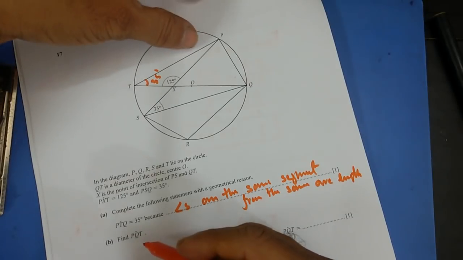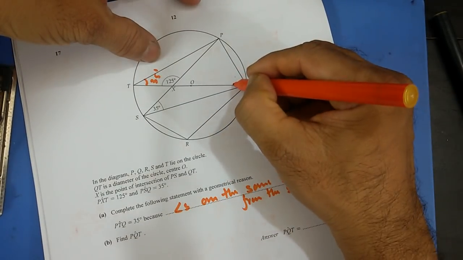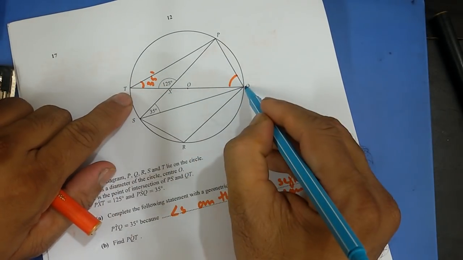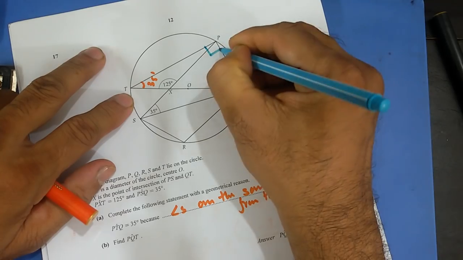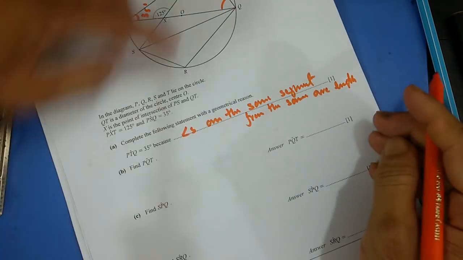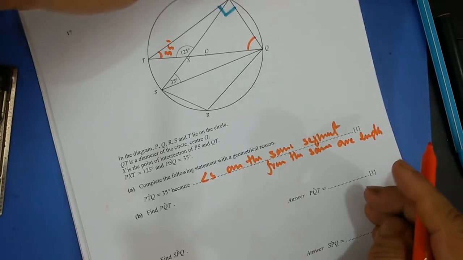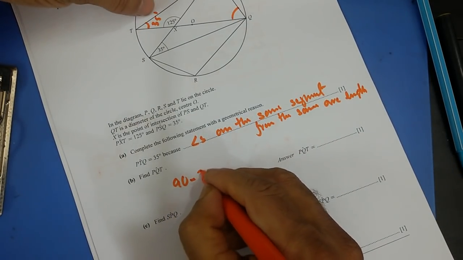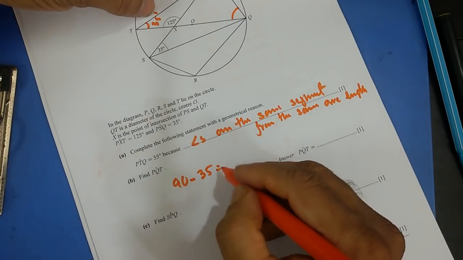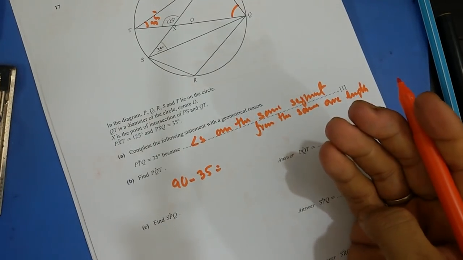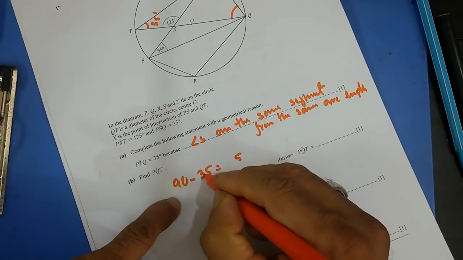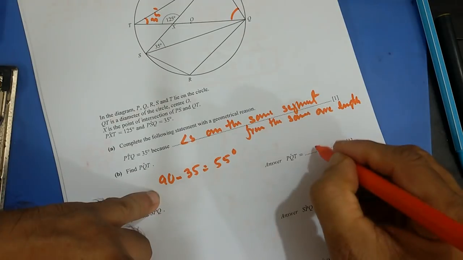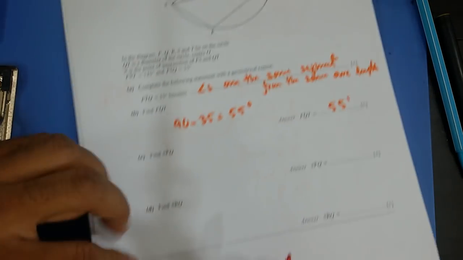Find PQT. PQT, this angle. Well, I hope you know that since TQ is a diameter, this angle is 90 degrees. If this is 90 degrees, this angle is supposed to be 90 minus 35. You don't need to give any reason because it's only 1 point. 90 minus 35, so it's going to be 55 degrees.